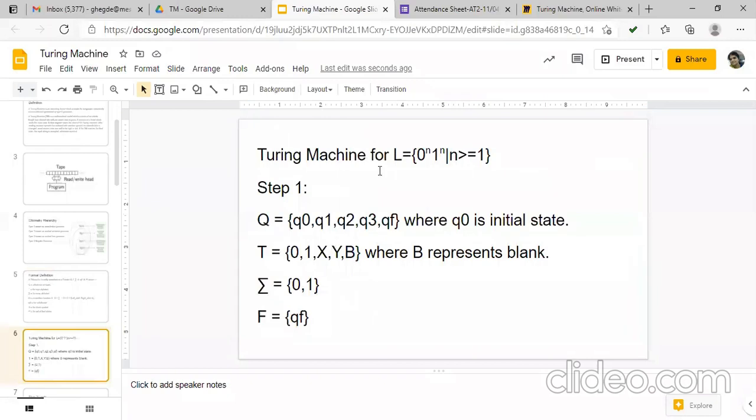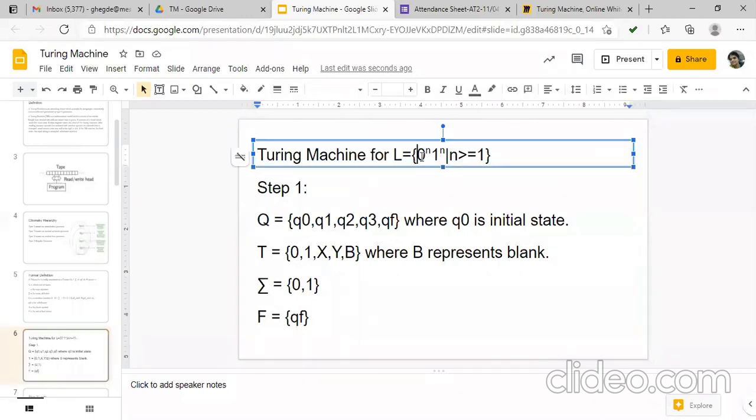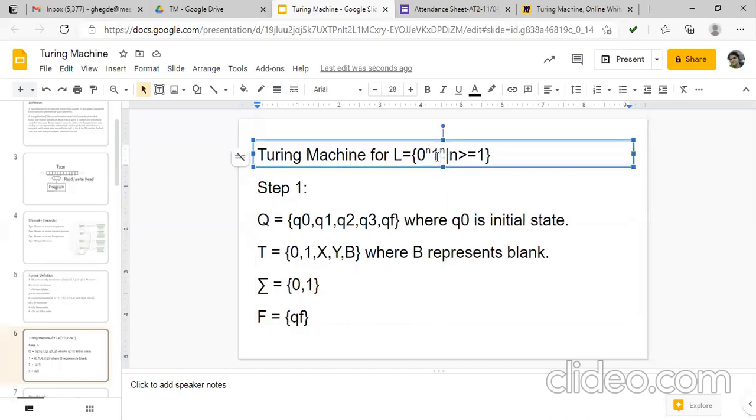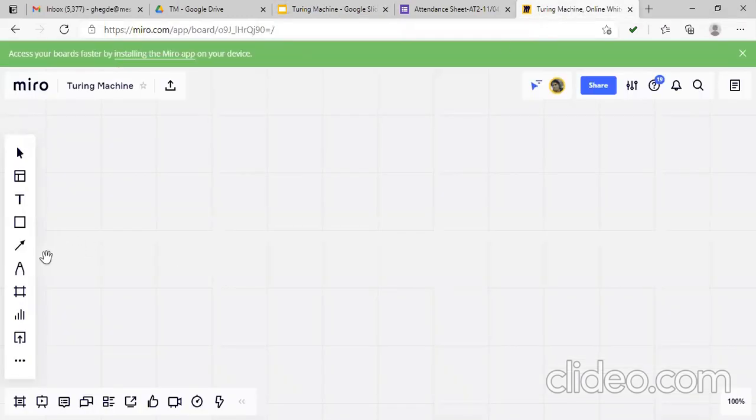We'll start with the example. The first example that we will look into is designing a Turing machine for 0 raised to n, 1 raised to n. We have already done this using a PDA. Okay, we'll see how to do this using a Turing machine and how to represent it. So first we'll understand the problem.